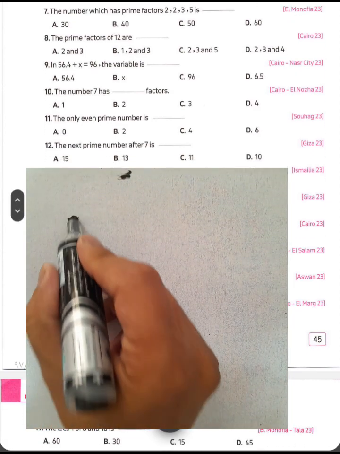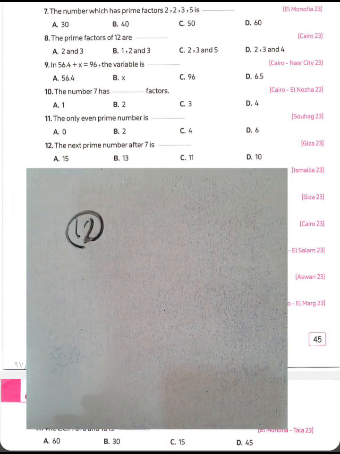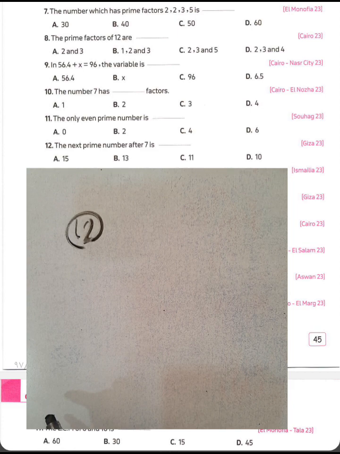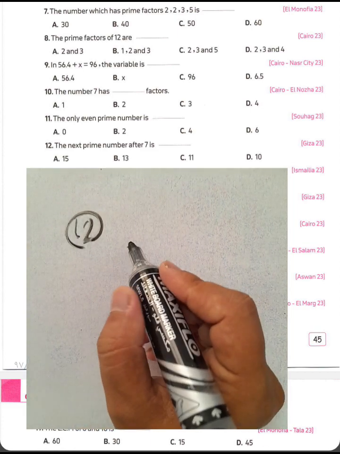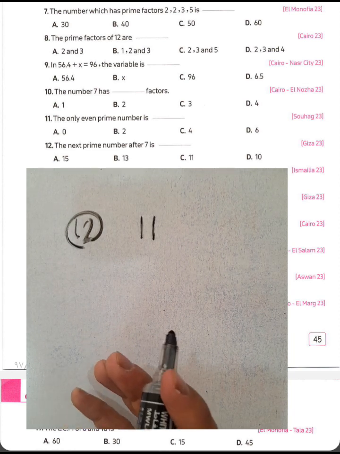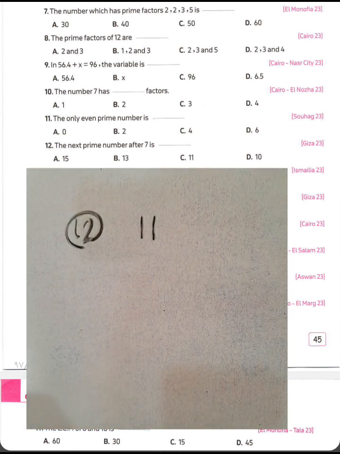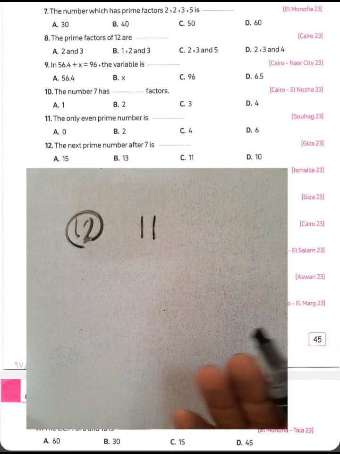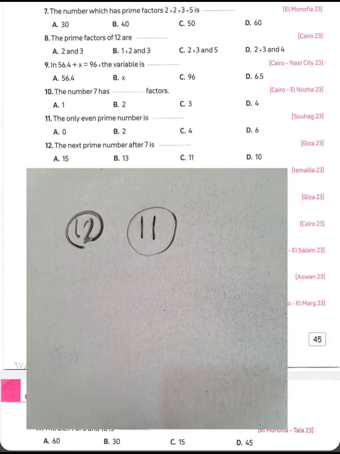Question 12. The next prime number after 7 will be what? It will be 11. Okay, don't write 9 because 9 can be divided by itself and 1 and 3. 9 is not a prime number. Okay, and the choices here are 15, 13, 11, 10. Then the next prime number after 7 will be 11. Choose letter C.